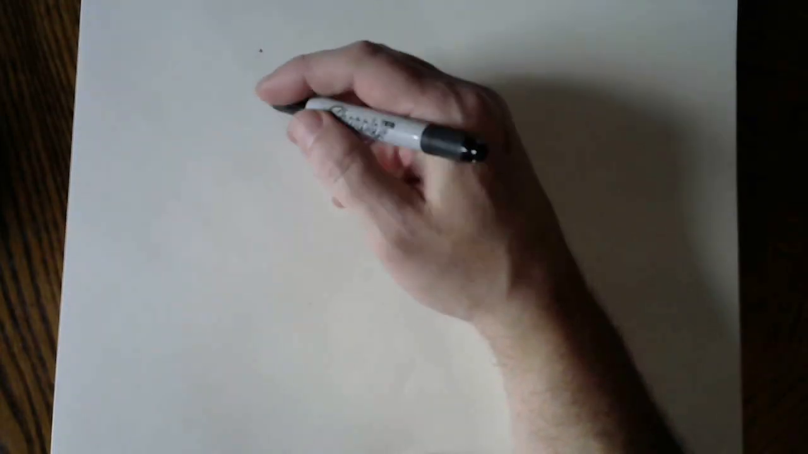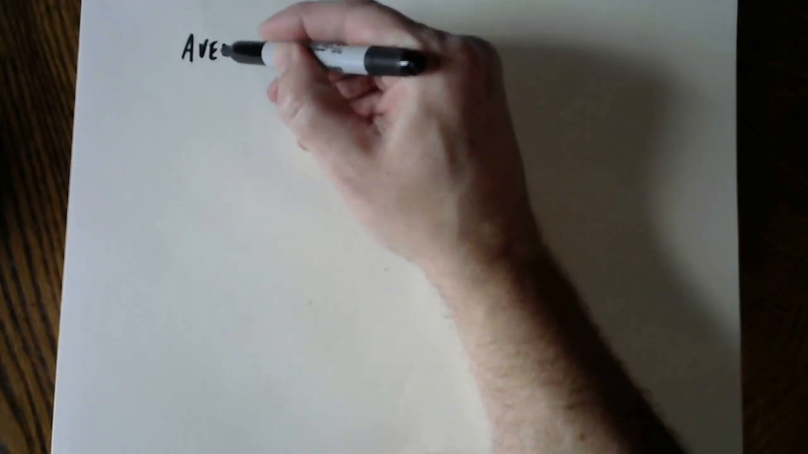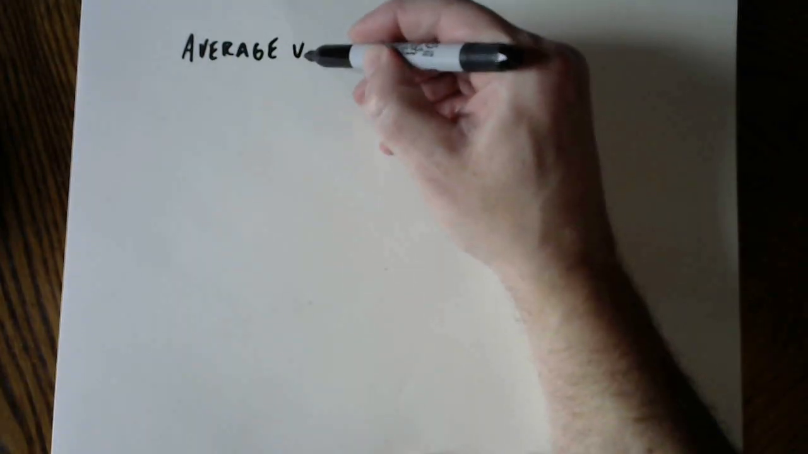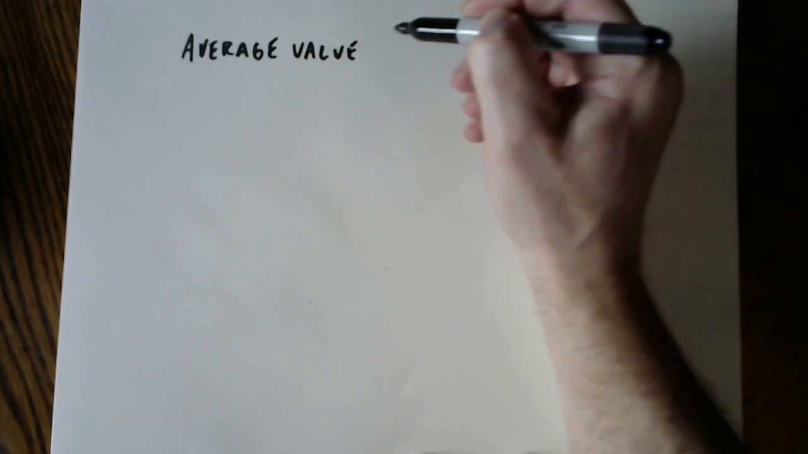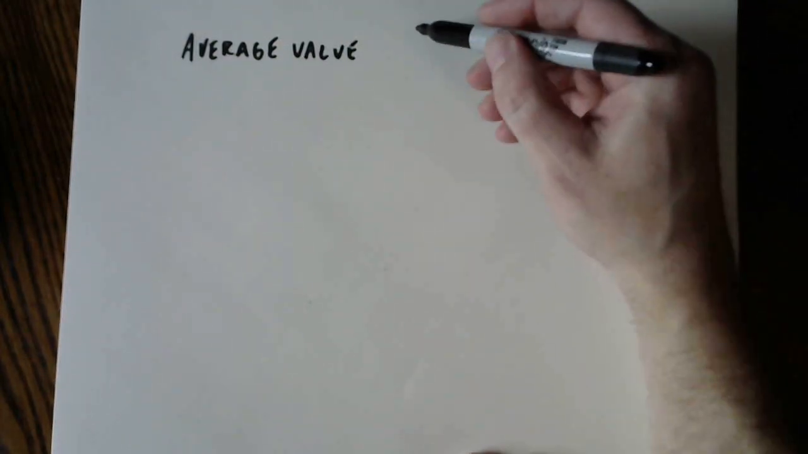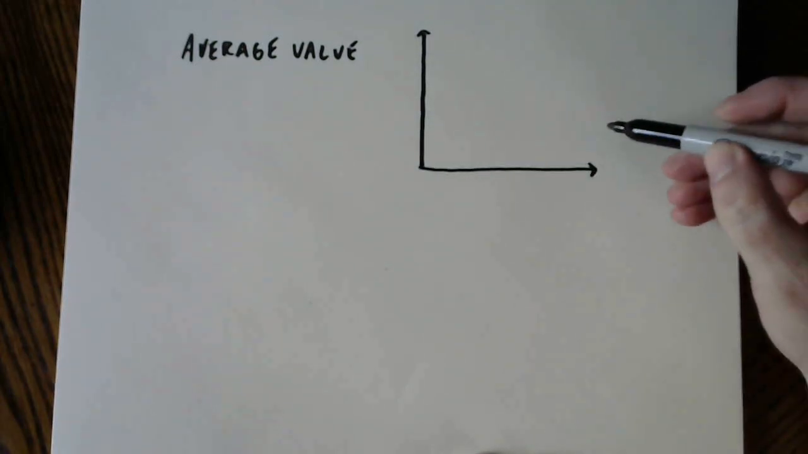First, we're going to do section 5.5, which is finding the average value of a function, and specifically a continuous function, meaning that it's friendly on a closed interval. In other words, some graphical context.